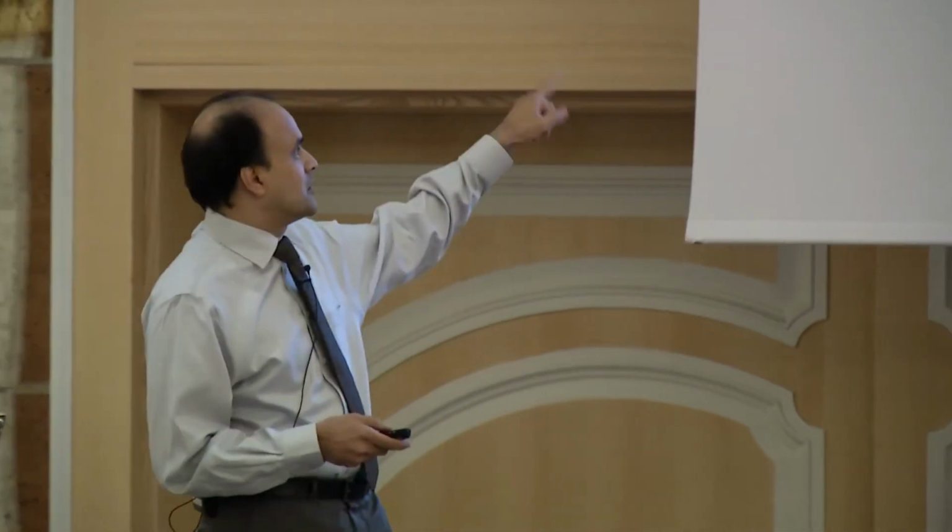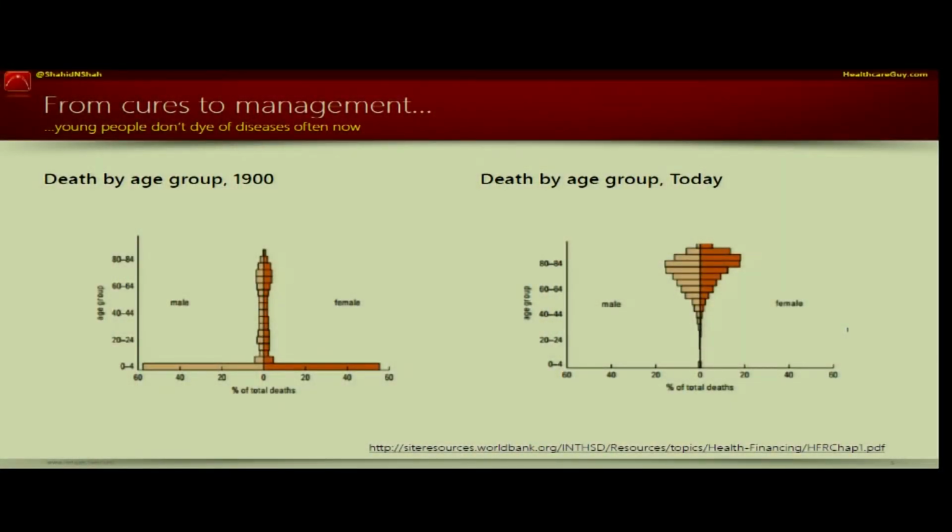So if you think about what's killing us most these days, this graph is a good one that shows on the left-hand side what was the age group at which people died about 100 years ago. You pretty much had an equal chance of dying at any time. That's what the chart on the left shows. Now, though, we have more of a chance of dying when we're much, much older.